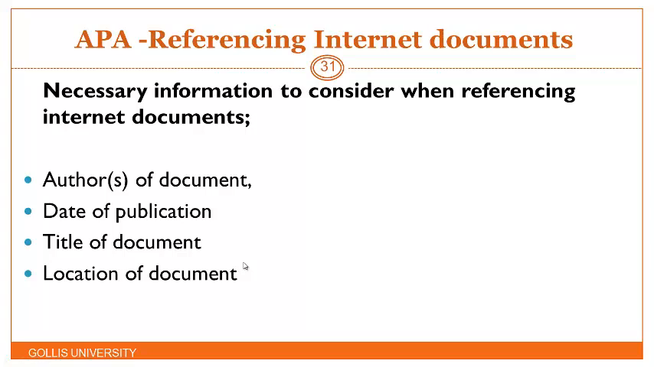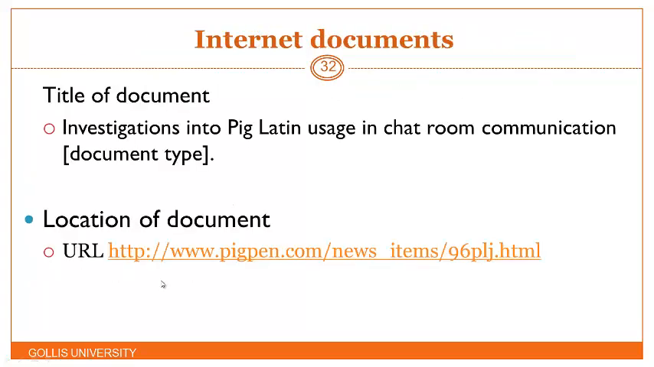Okay? What about the internet? If you are referencing from an internet document, the necessary information you need to consider is as follows: the authors of the document, the date of publication, the title of the document, and the location of that particular document. And this is how it will look.